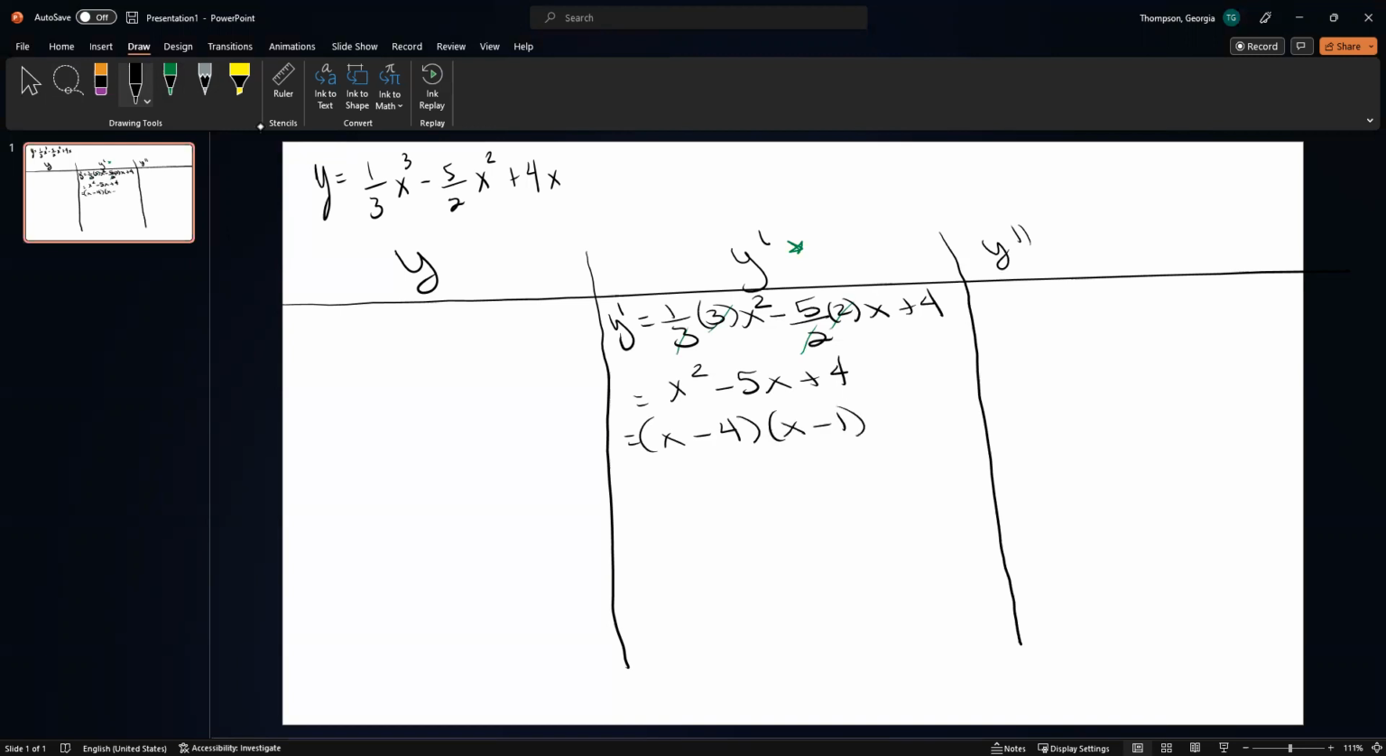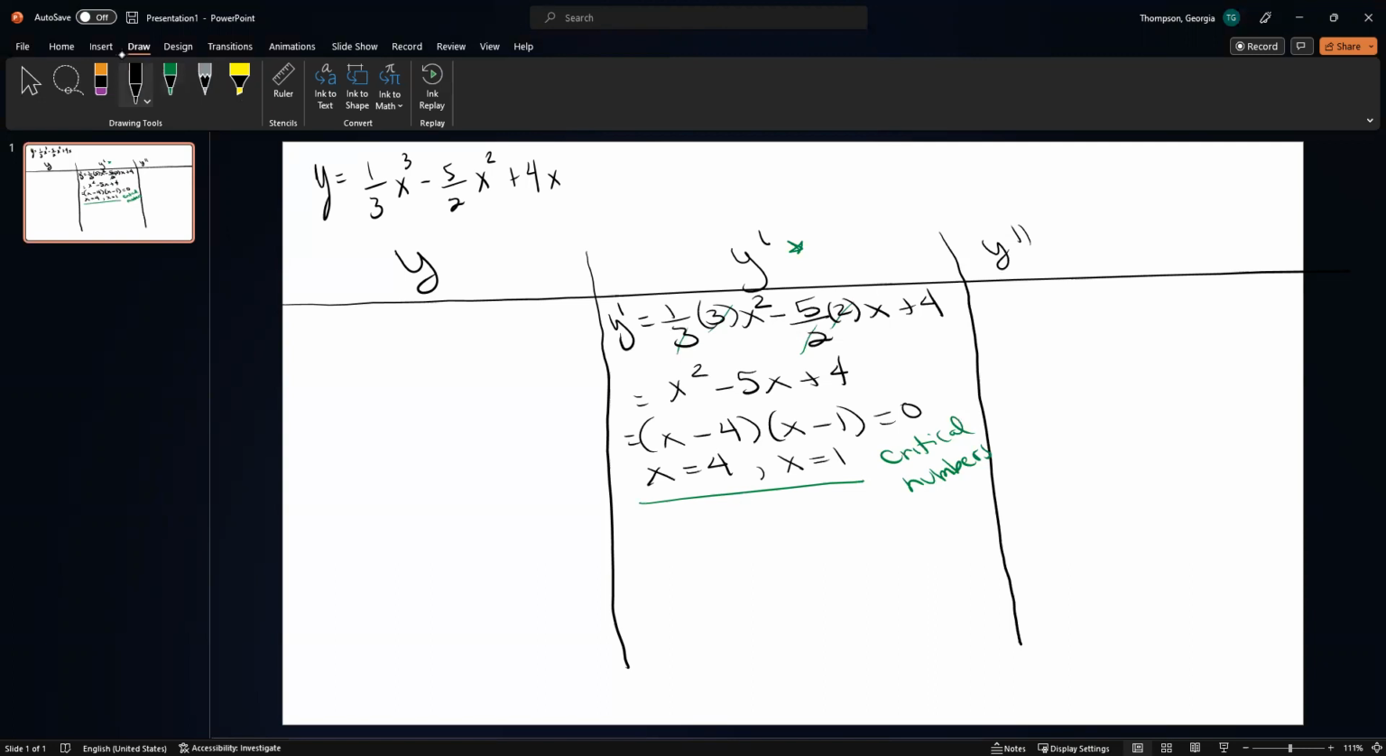It factors: -4 times -1 will give me a +4, and -4 minus 1 will give me a -5. So that's what it factors to. I'm going to set that equal to 0 and solve. So x minus 4 is 0, so x is equal to 4. And x minus 1 is 0, so x is equal to 1. So these are going to be my critical numbers. Those are important because they'll tell me where I possibly will have a relative max and min. So critical numbers tell us where we might have a max and a min.